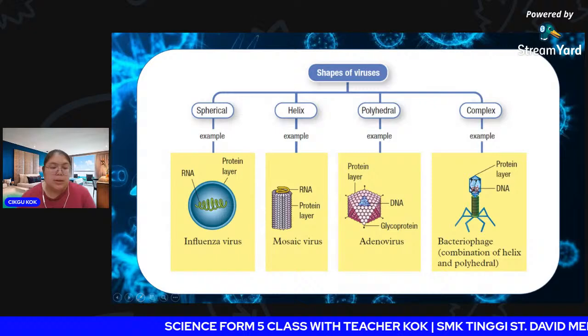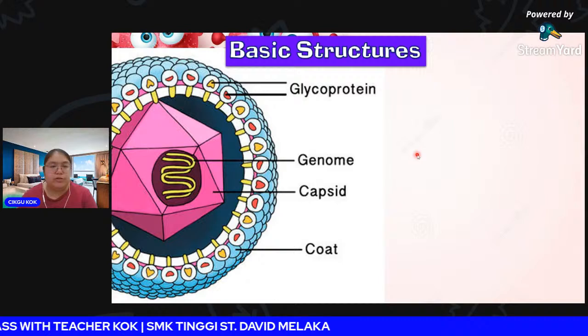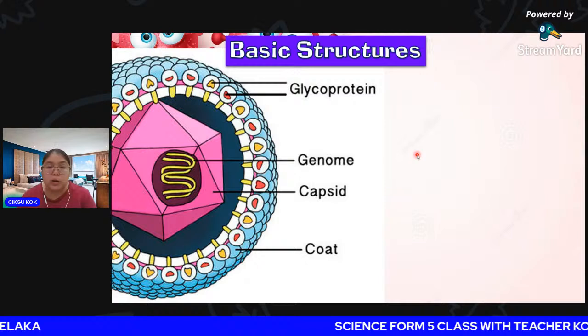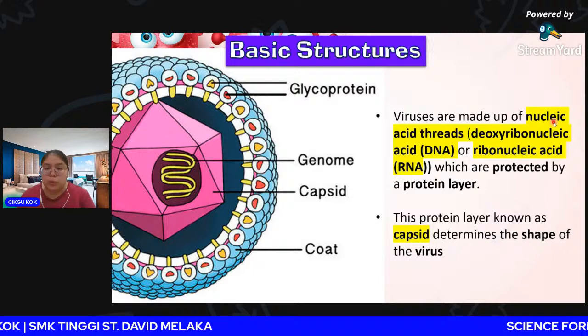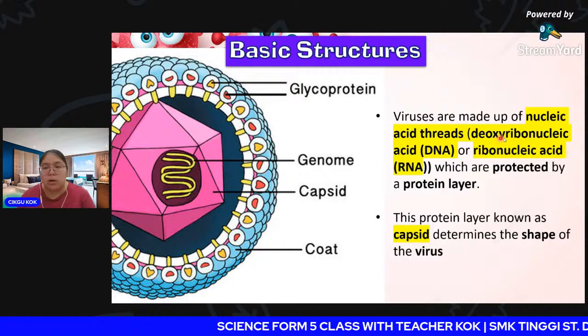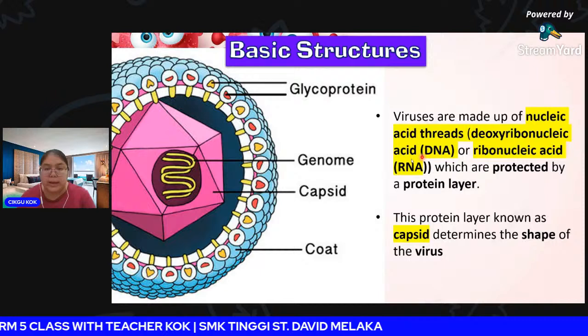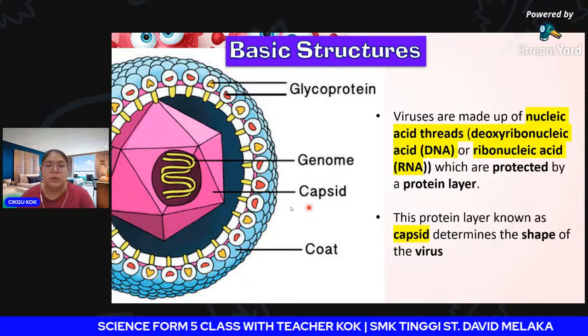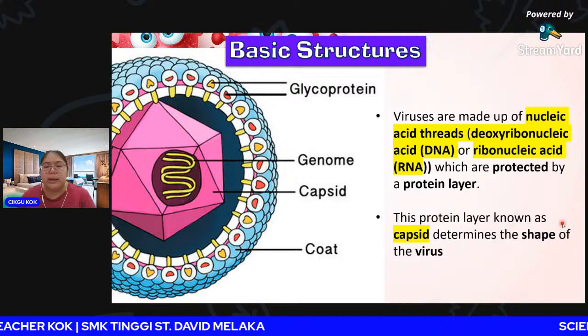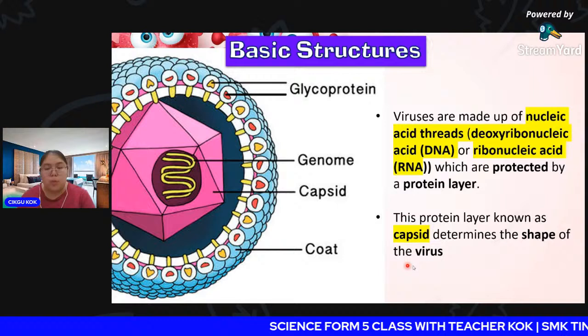Then we go to the next part. This one is the basic structure. Just now I showed the basic structure of the virus. Sure, it has a protein layer, because everyone has a protein layer. After that, they must have DNA, or sometimes RNA. Now we explain the basic structure. A virus is made of nucleic acid, deoxyribonucleic acid, that's DNA. Another one is RNA, ribonucleic acid. They are protected by the protein layer, so they are all inside, covered by the protein layer. This protein layer, we also call it a capsid, and it determines the shape of the virus.